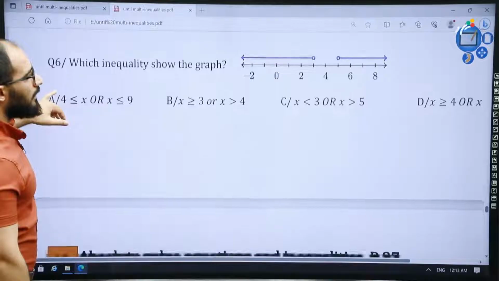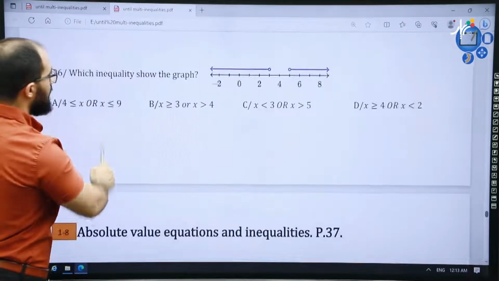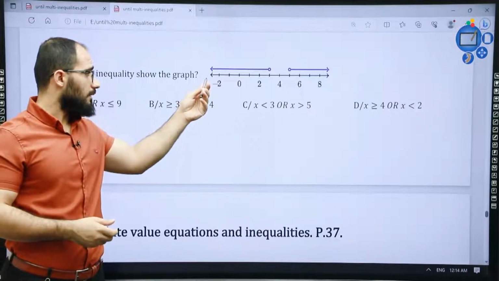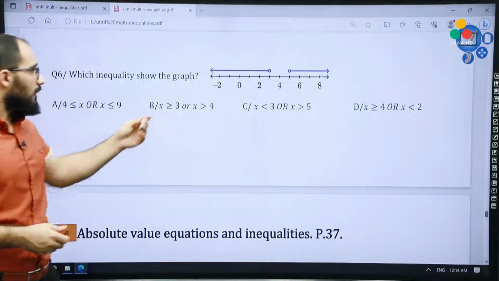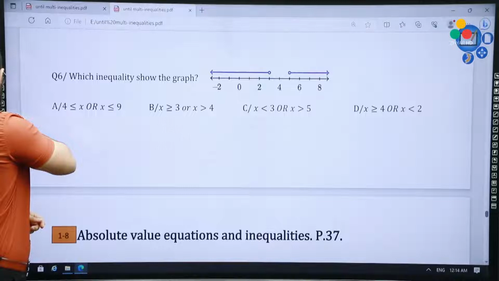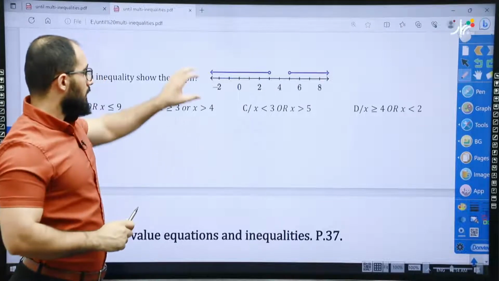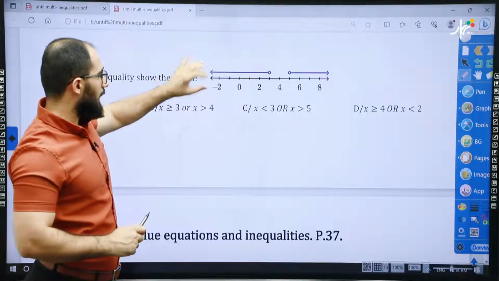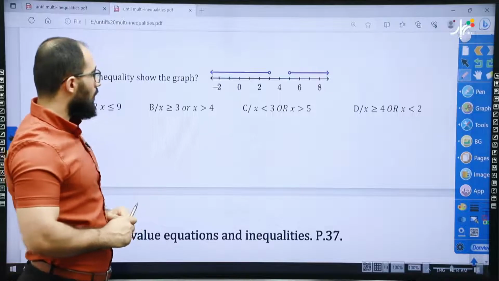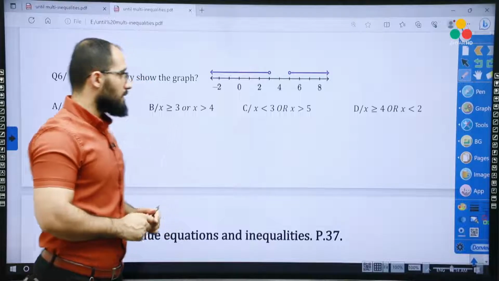Then one of the important questions is question 6. Right now, we don't have any inequalities to solve. We have a graph and we have to find the inequality of that graph. So how to solve it? Maybe you think that's a difficult question, but it's really easy. If you look at the graph, it is an OR inequality, because it is 2 parts.